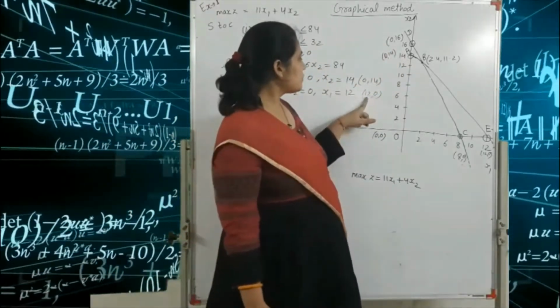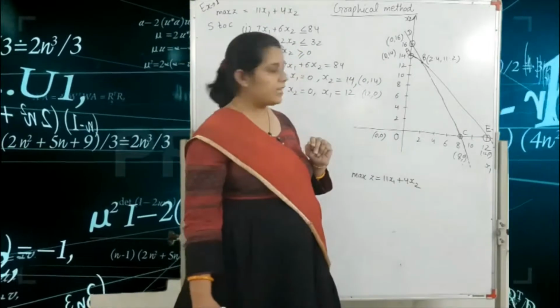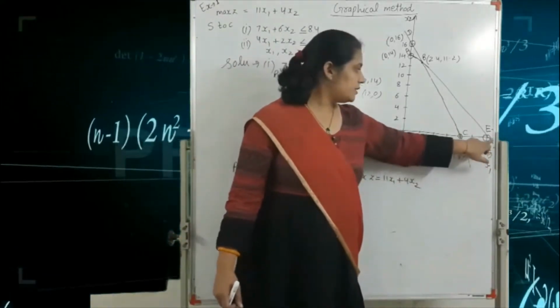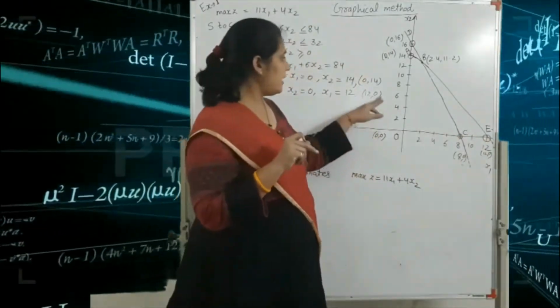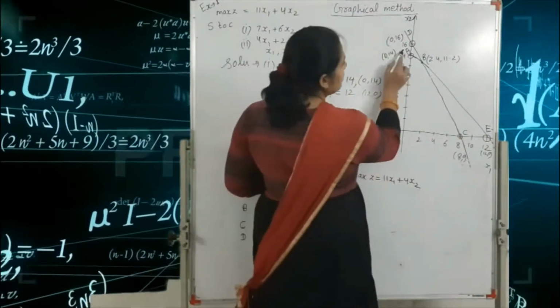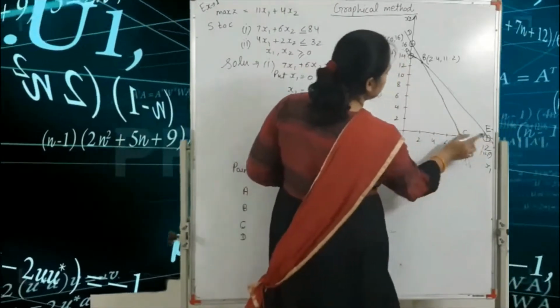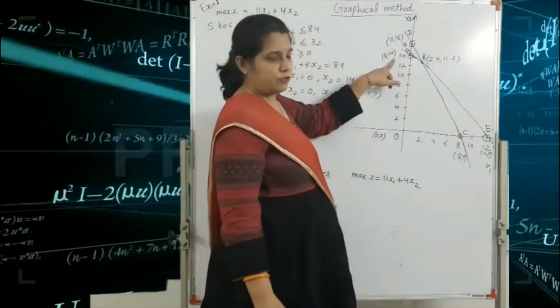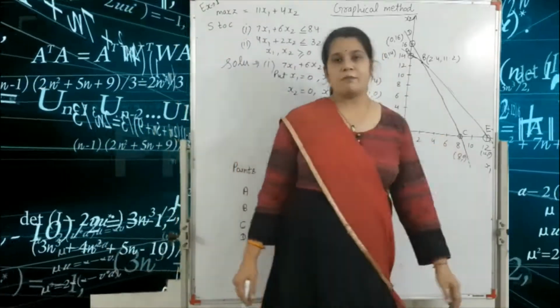Next one is (12, 0). Here 12 means x1. So here we draw the circle, x1 is 12 and x2 is 0. So we write here the 0. After that you draw this line. Got it? You draw this line and you write here (0, 14) and (12, 0).